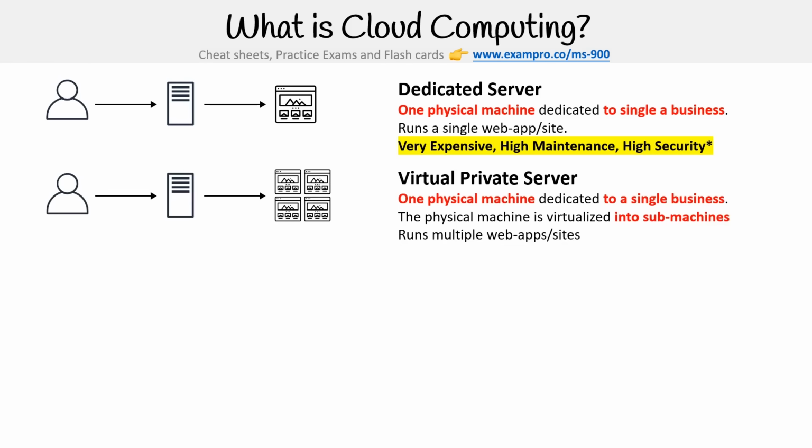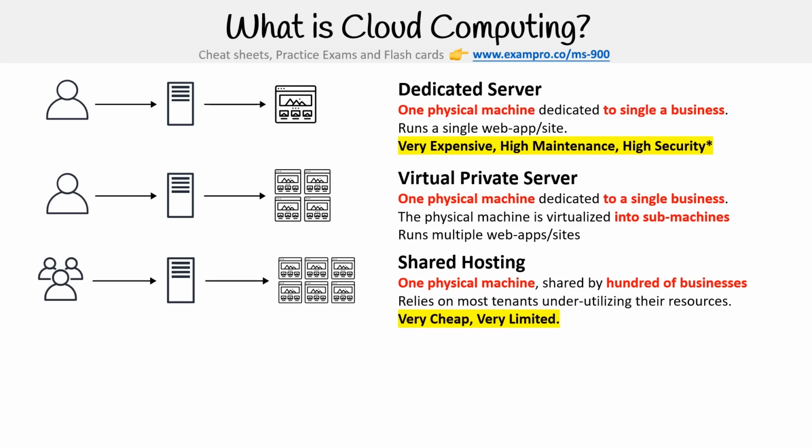Then what came along was virtual private servers, where we still had one physical machine that was dedicated to a single business, but we figured out how to take that physical machine and virtualize it into sub-machines. So now we could better utilize that physical server by running multiple apps. We didn't have to buy 4 different servers for 4 different apps. We could easily run 4 web apps in 4 virtual sub-machines.